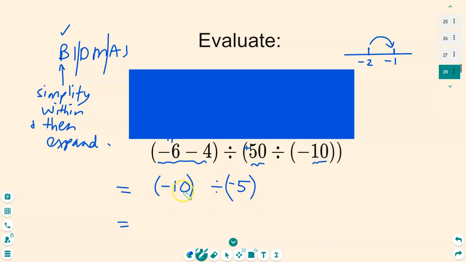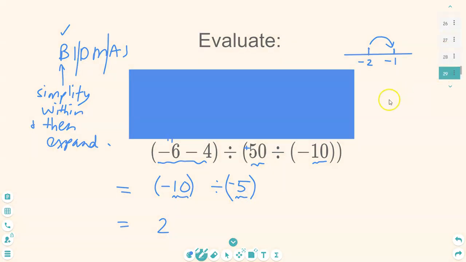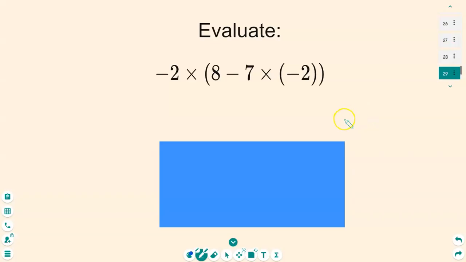Now we are multiplying and dividing numbers. So just ignore the signs for now. 10 divide 5 is 2. Same signs means our answer will be positive. Negative divided by negative is a positive. No need to put a sign. Keep working through it.